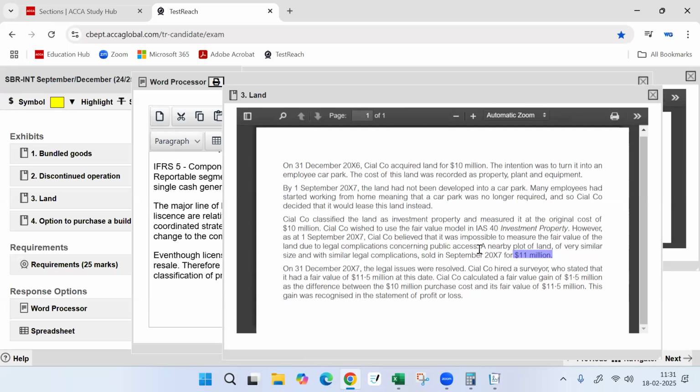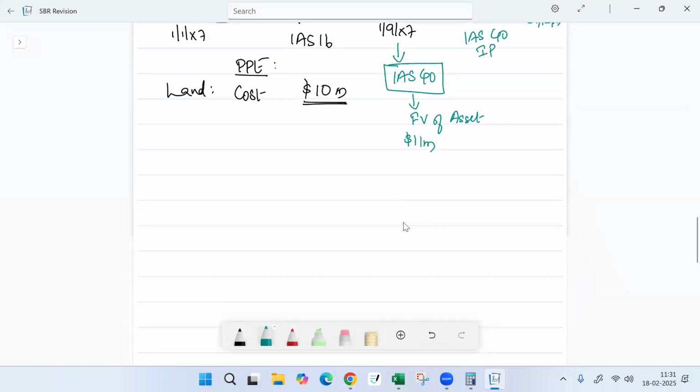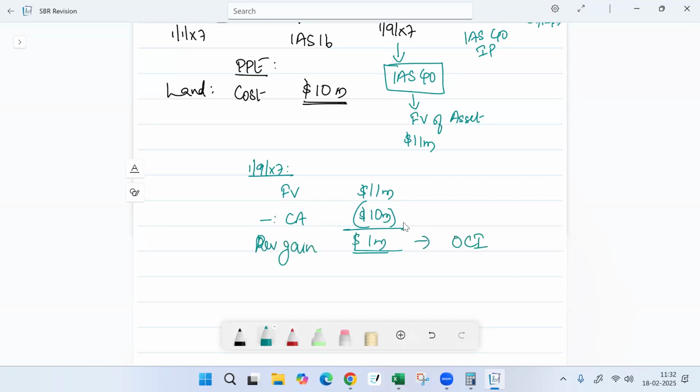So if it is level 2, you can see what is the nearby value of an asset, and that is available over here. A nearby plot of land with a similar legal complication was sold for 11 million. So the fair value of the plot will be $11 million. Correct? And the standard says that on 1st September 20X7, whatever is the fair value of the plot, which is $11 million, minus the carrying amount, which is how much? 10 million. This will be considered as a revaluation gain, which will go to OCI.